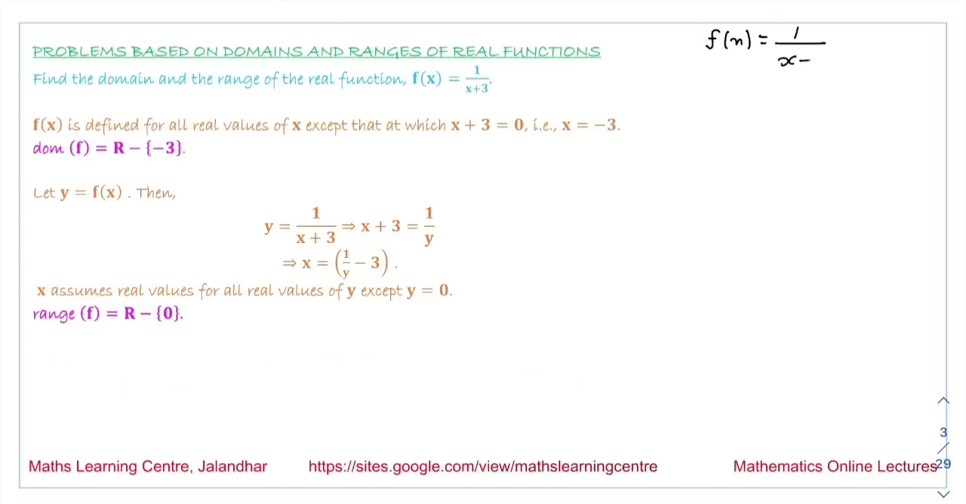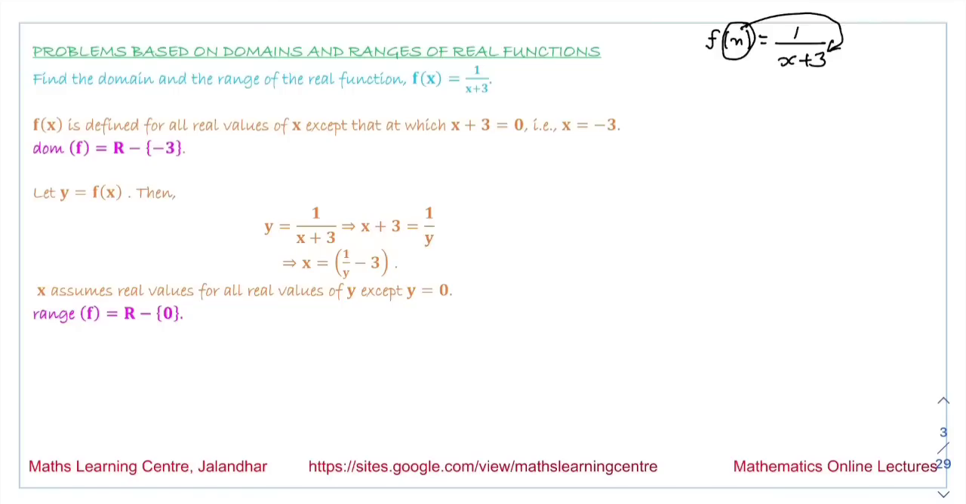1 over x plus 3. First of all we are calculating the domain of this function. Domain of this function means we want to calculate all those values of x for which this function can be defined. Defined means that all the values of f(x) should exist.